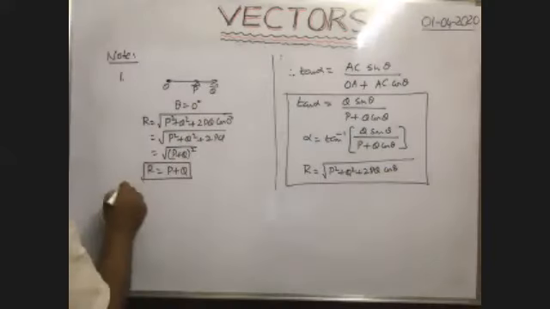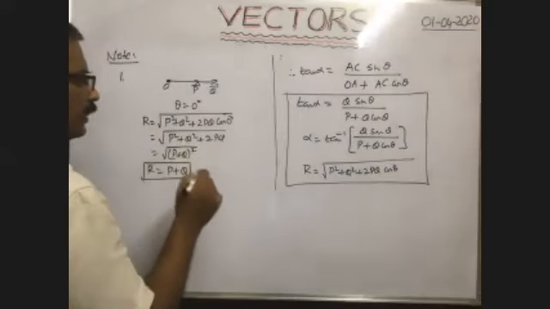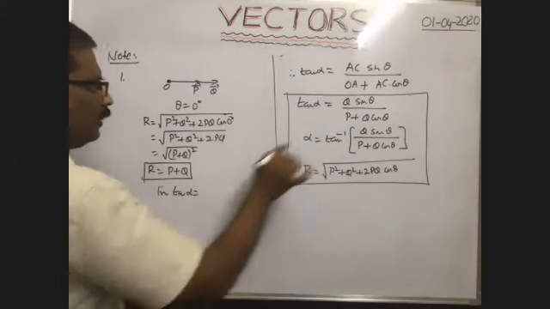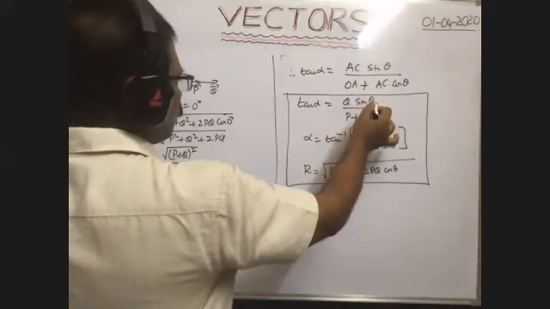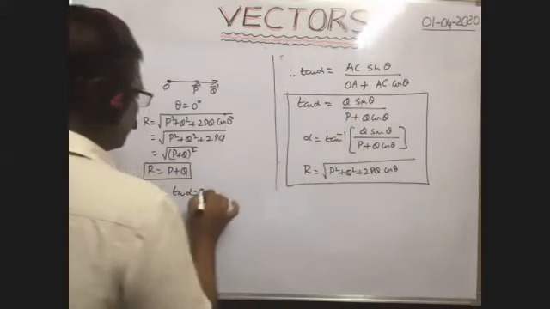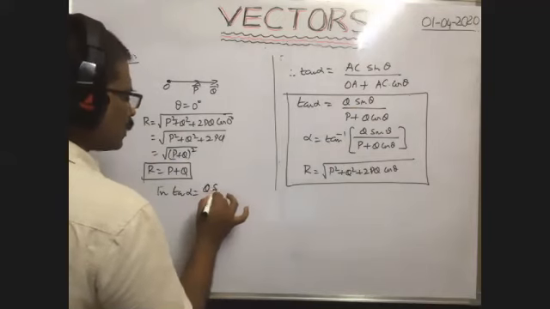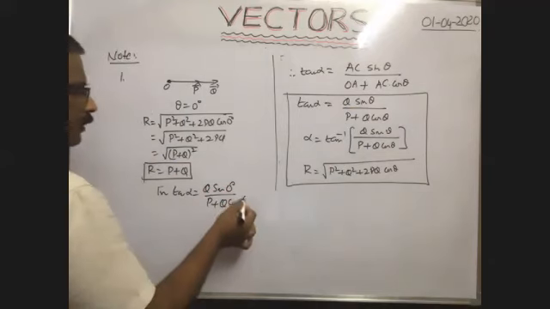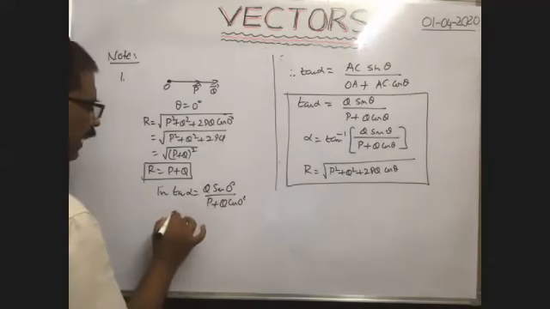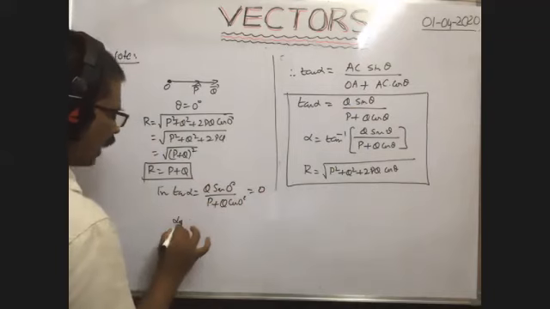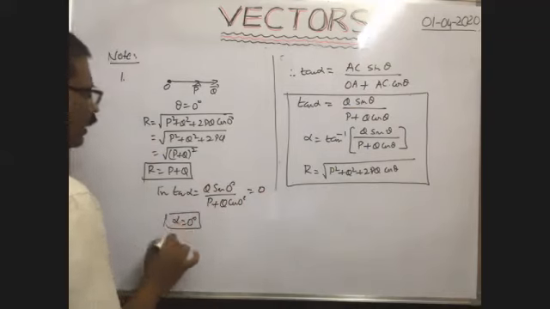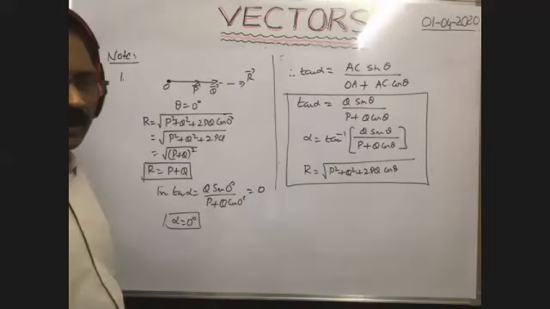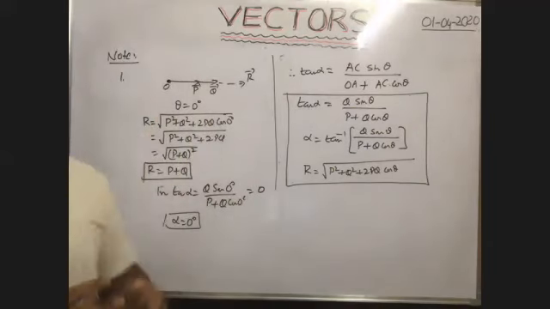Next, in this case, what is the direction of the resultant? From tan alpha is equal to Q sin theta by P plus Q cos theta, theta means 0, and sin 0 is 0. Whatever the denominator value, as the numerator is 0, you will get tan alpha is equal to 0. Tan alpha 0 means alpha is equal to 0 degree. That means the resultant vector also lies along the same direction as these two.